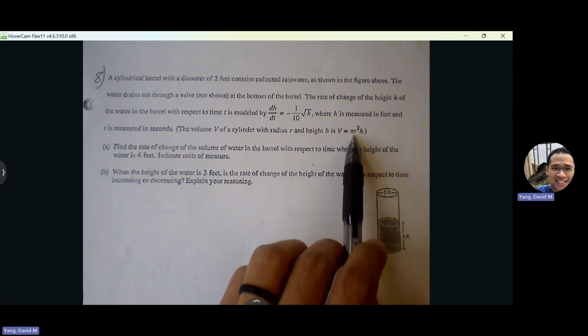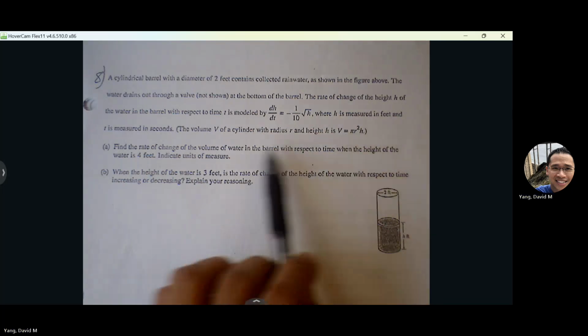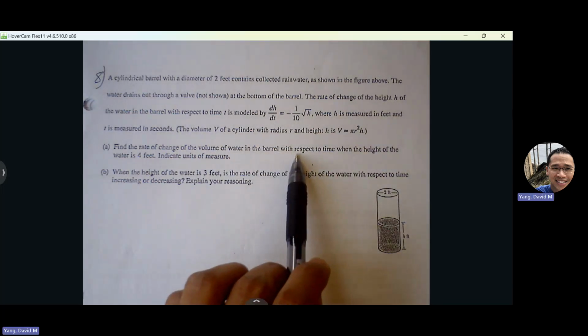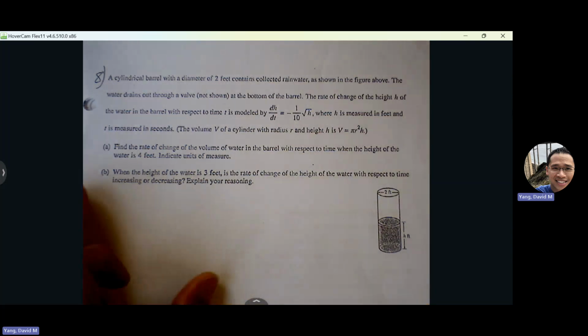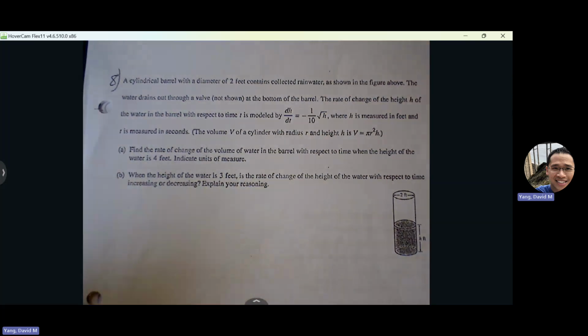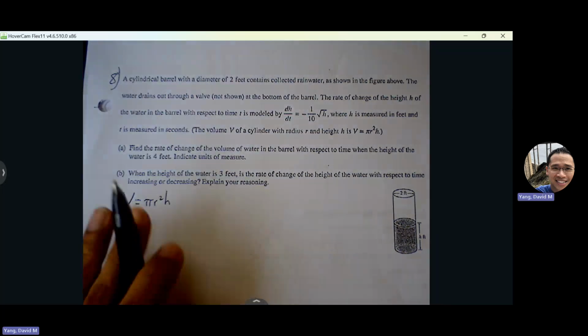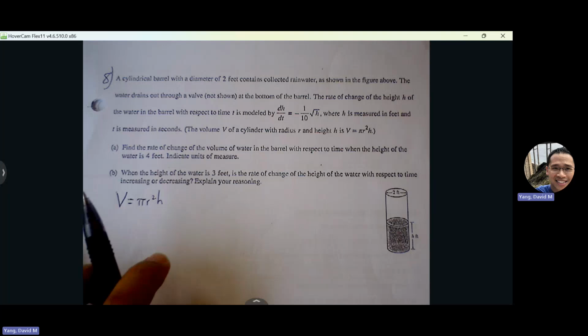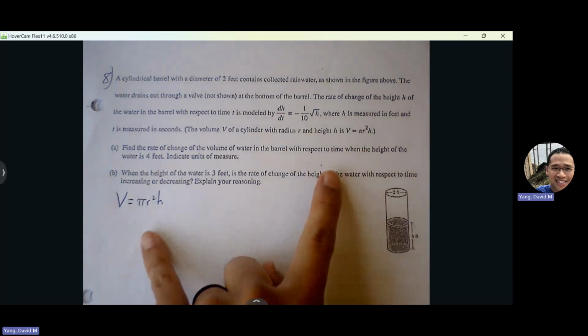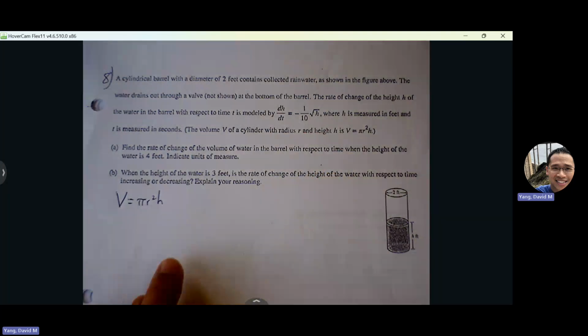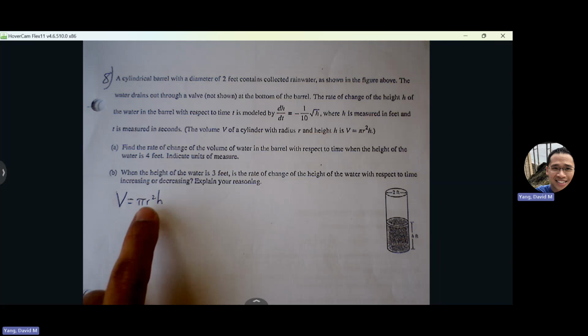The volume of a cylinder is V equals pi r squared h. Find the rate of change of the volume of the water with respect to time when the height of the water is 4 feet, and indicate units of measure. So again, even though the cylinder formula looks like cones, it's an easier related rates problem because what do you know about the radius? It's a constant.